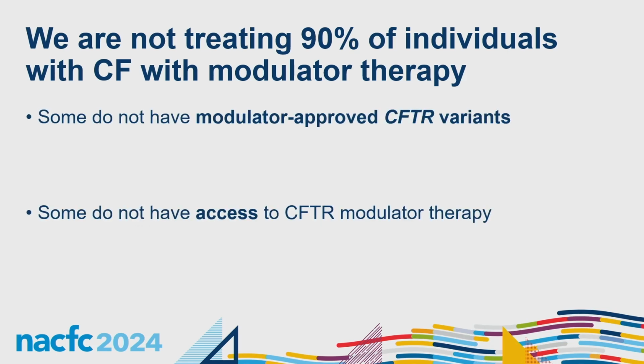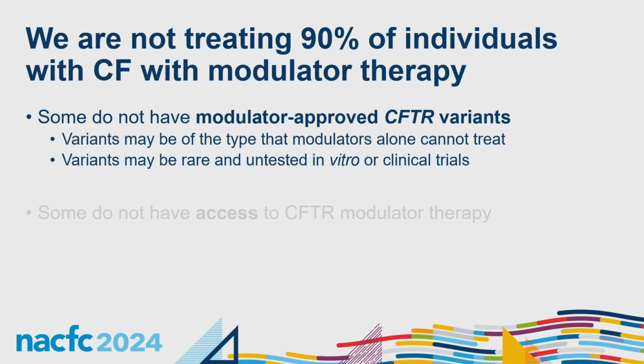Now, the reasons for this are mostly twofold. Either people don't have modulator-approved CFTR variants, or they don't have access to modulator therapy related to government regulations, financial constraints, et cetera. That second point is an entire talk or session all in itself and is not something I'm going to address today, but I will talk about the first point. Some people don't have modulator-approved CFTR variants. Now, why is that? Well, either they have variants that don't respond to modulators because they're not of the type that we can treat with modulators alone. Those are people who are going to need some other type of therapy, maybe in addition to modulators, so gene editing, gene replacement, things like that.